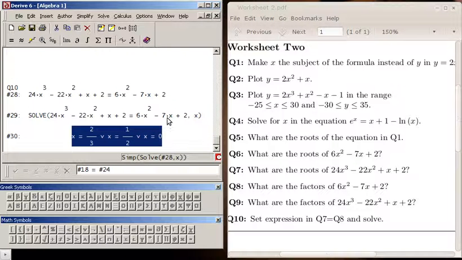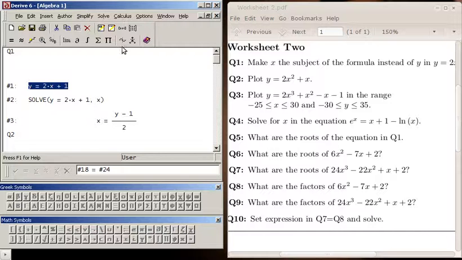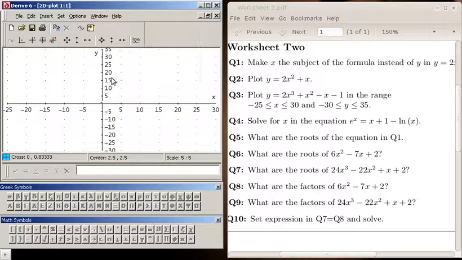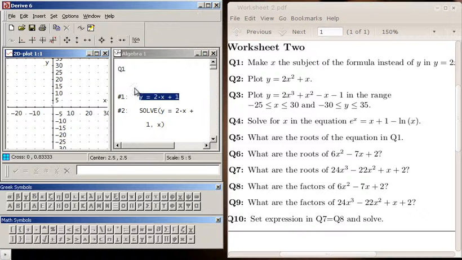I should also show you that when you want to make a graph and you want to have both windows open at the same time, so for example, if I want to graph this, I click graph and my text box is gone. But if I pick window, tile vertically, I can have both open at the same time.